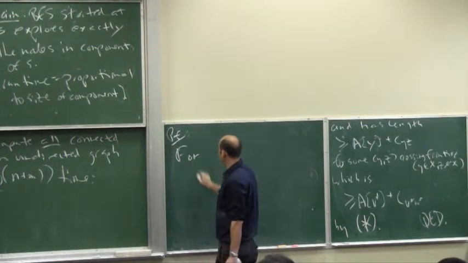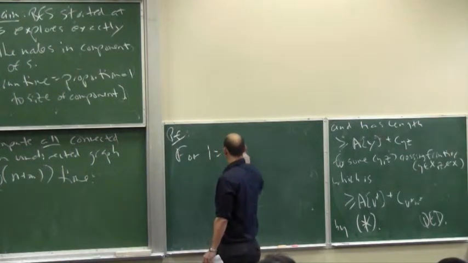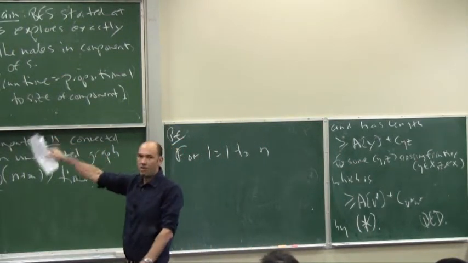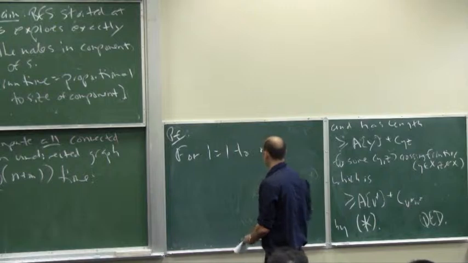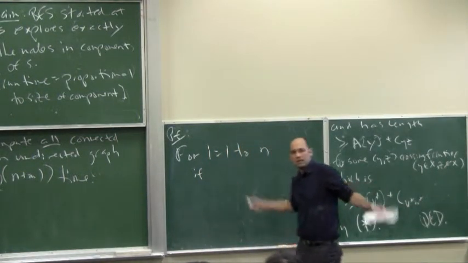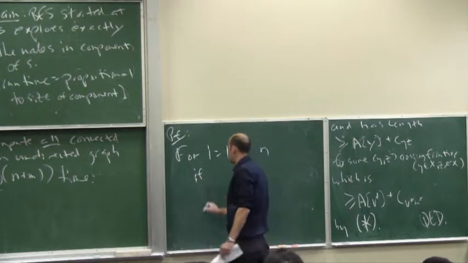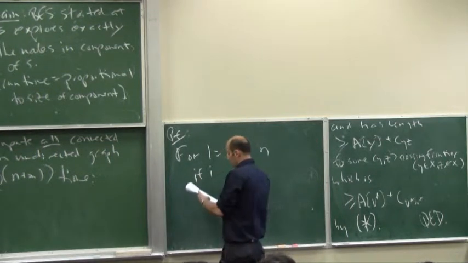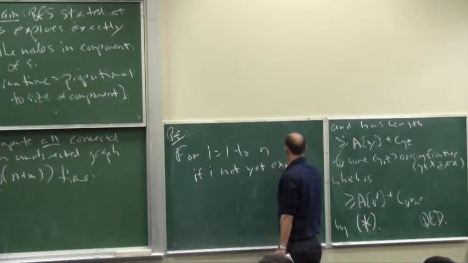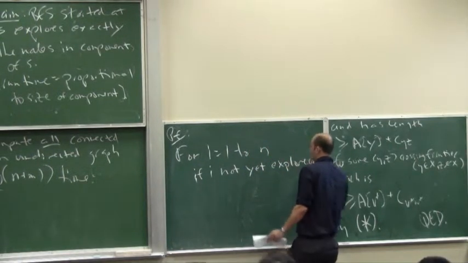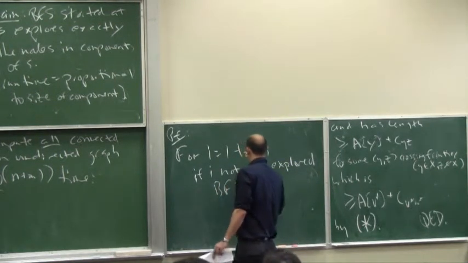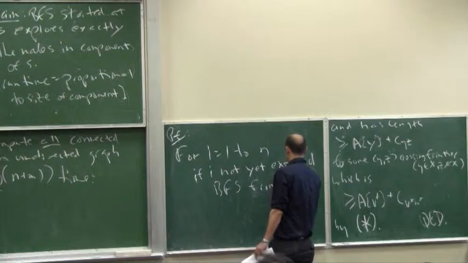So you do a single pass through the nodes. I'm thinking of the nodes as labeled from 1 to n, just like they are in that upper left corner. When you get to a node, say number 7, you say, have we already explored this? If so, you skip it. If you haven't yet seen node number 7, then you do BFS from i.